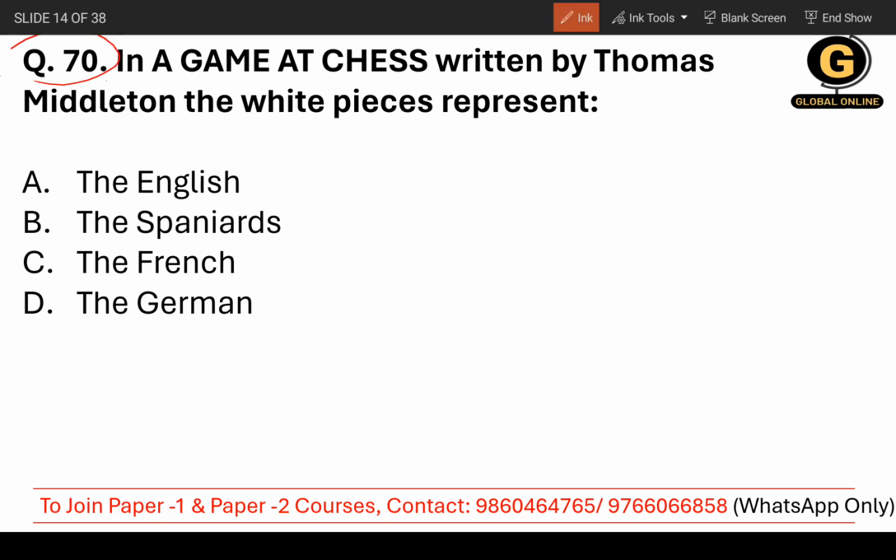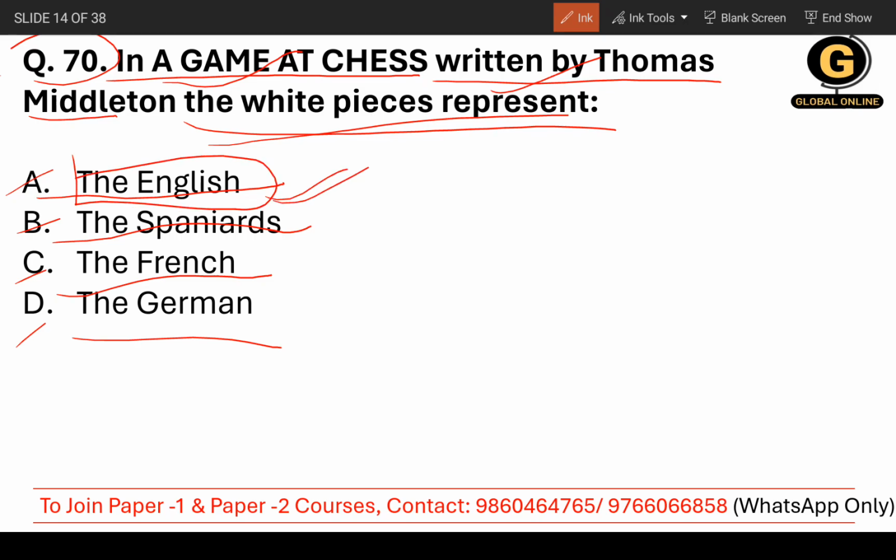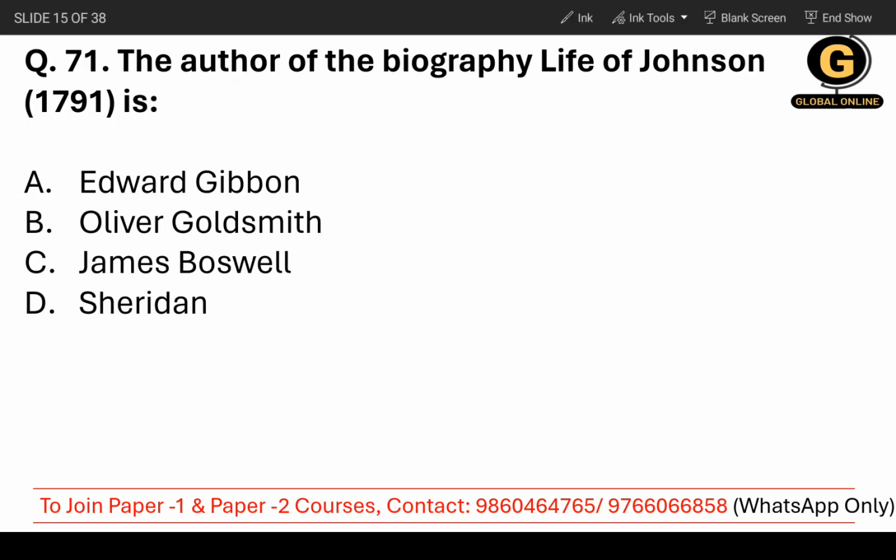Question number 70. In A Game at Chess written by Thomas Middleton, the white pieces represent what? First option, the English. Second, the Spaniards. C, the French, or D, the German? Which is the correct answer? White pieces represent the English. Okay, do remember this.